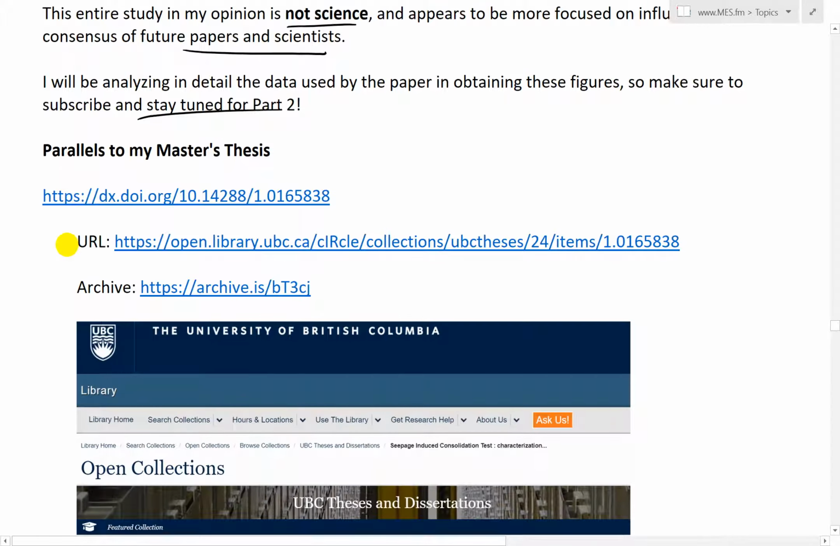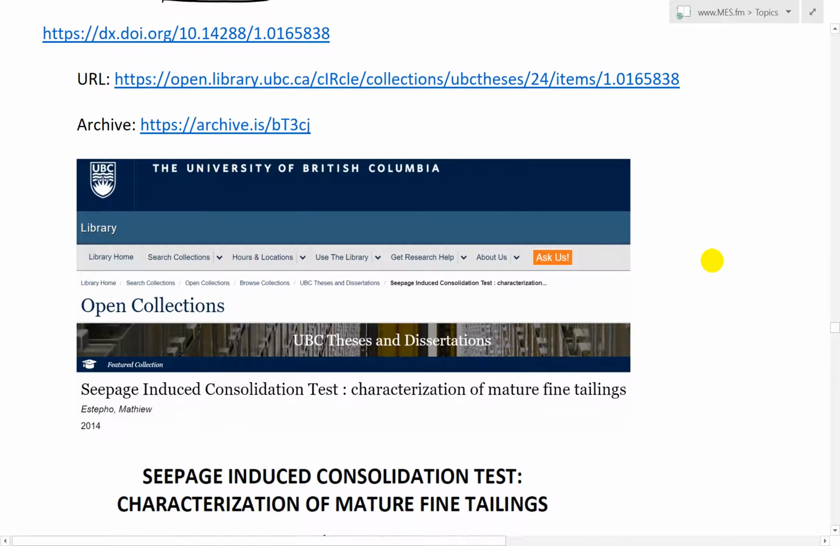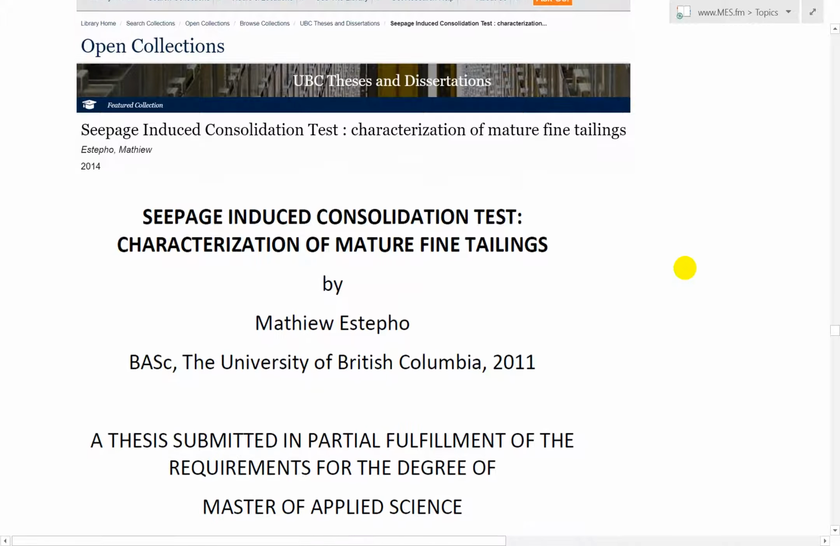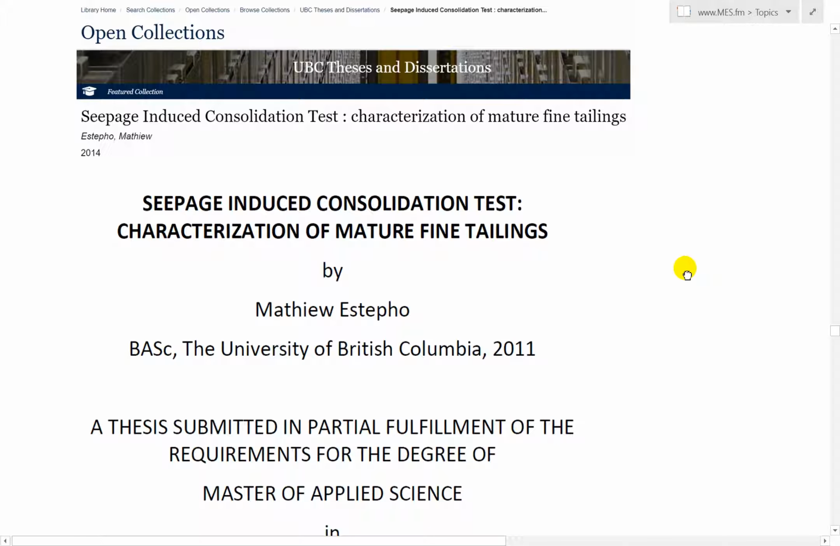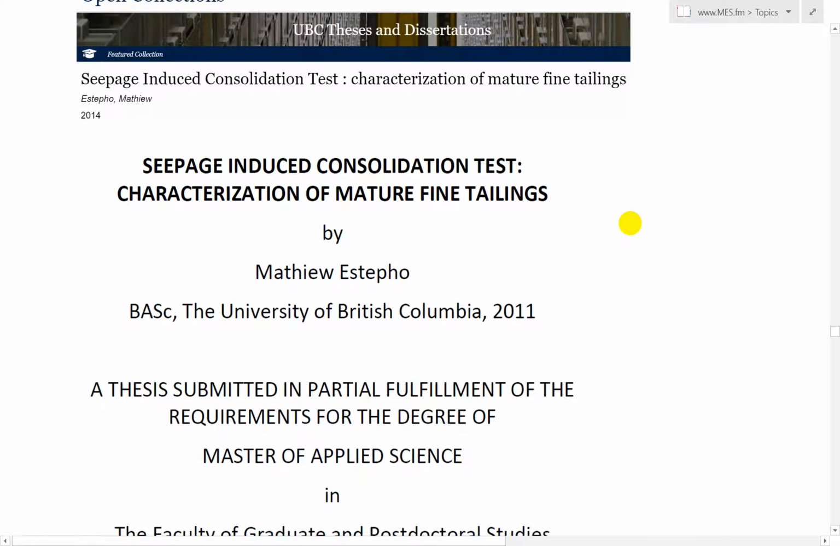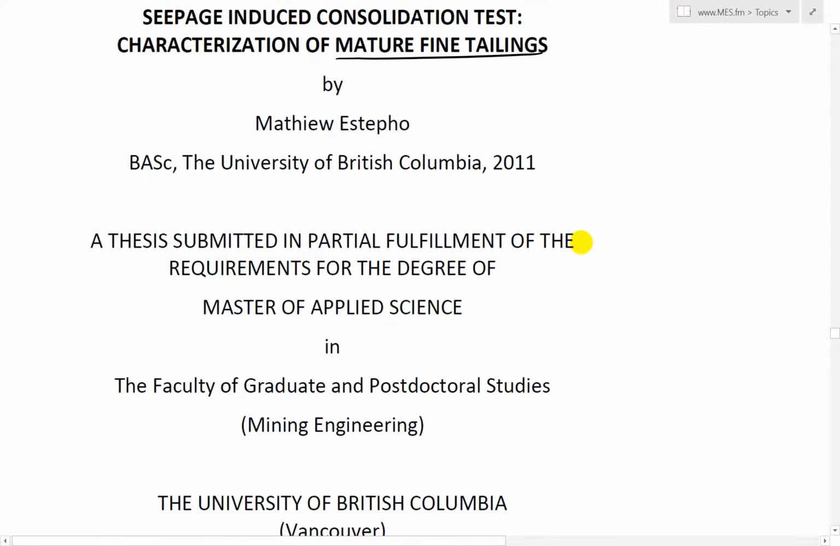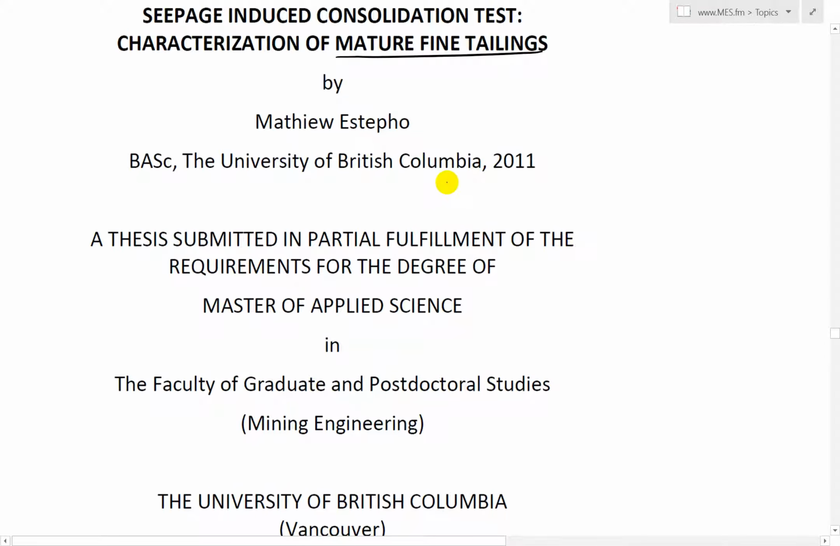And now let's look at parallels to my master's thesis right here. This is from UBC. So I did a master's thesis at UBC in 2014, published. Yeah, this is the University of British Columbia in Vancouver, Canada. So: Seepage-Induced Consolidation Test, Characterization of Mature Fine Tailings by Matthew Esteva. That's me, BASc, Bachelor of Applied Science. Yeah, the University of British Columbia, 2011 is when I got my bachelor's in civil engineering.